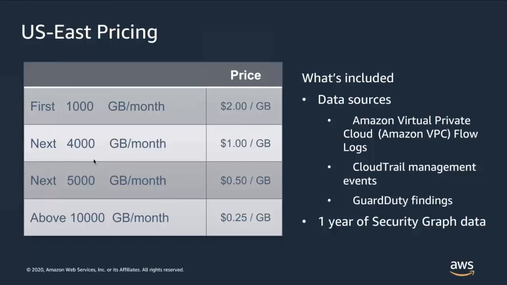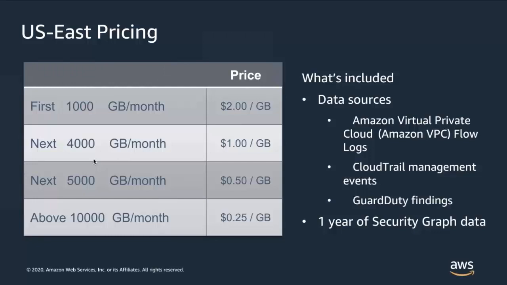The way the pricing is set up is that for the first terabyte of information, we charge $2 per gigabyte. For the next 4 terabytes of information, we charge $1 per gigabyte. For the next 5 terabytes of information, it's 50 cents a gigabyte. And then after that, it is 25 cents per gigabyte. An example of this would be that if we ingest 10 terabytes for you over the course of a month, it would cost you $8,500 per month.